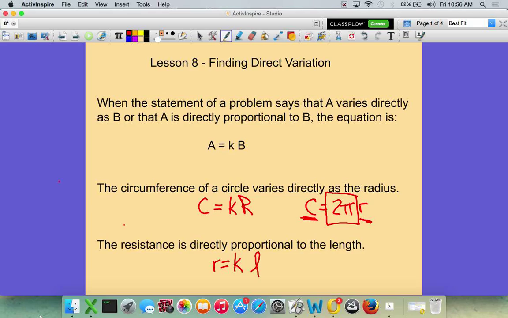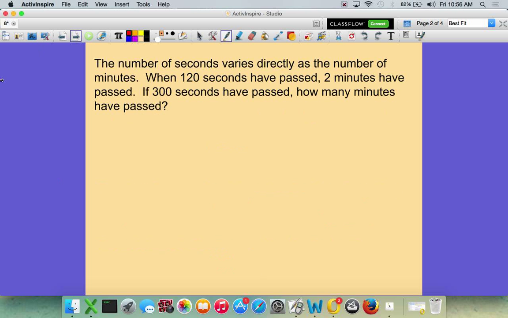Now to actually solve problems with these, we're going to have something like this. The number of seconds varies directly as the number of minutes. So seconds varies directly with the number of minutes. Alright, so we use our first situation. When 120 seconds have passed, 2 minutes have passed. So we just plug those in. We got to solve for k here.